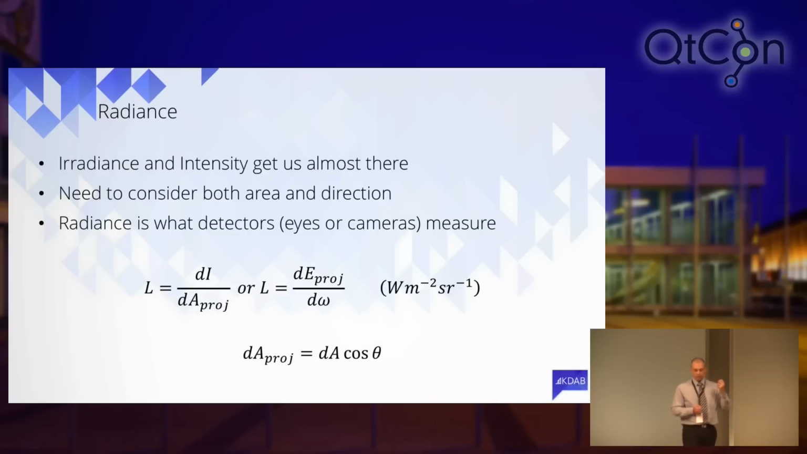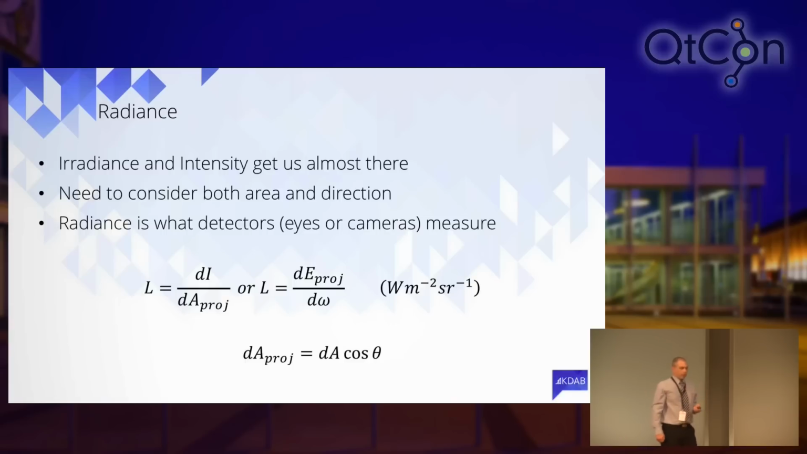Now, where does this projected area thing come in? If we have a light source shining straight down onto a surface that's orthogonal to it, we take the full set of light. If we have light coming in at an angle, then we have to take a cos theta factor into account because we're not getting all of the flux through that area. So we can consider the projected area.